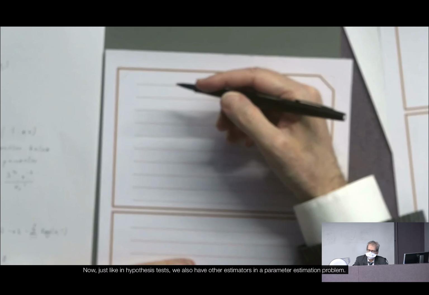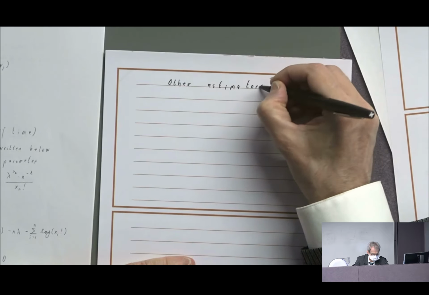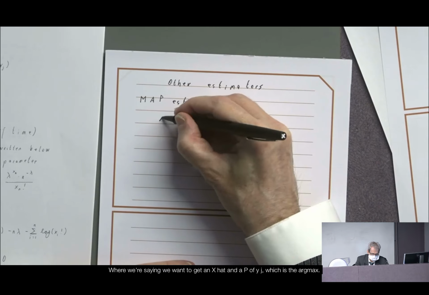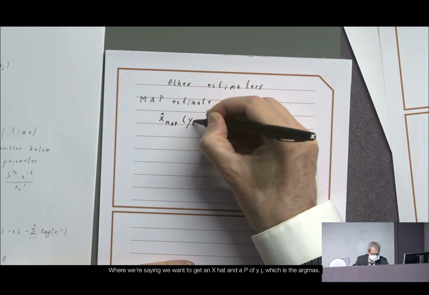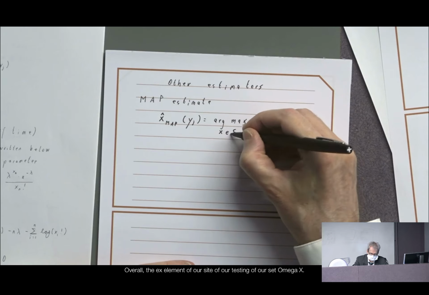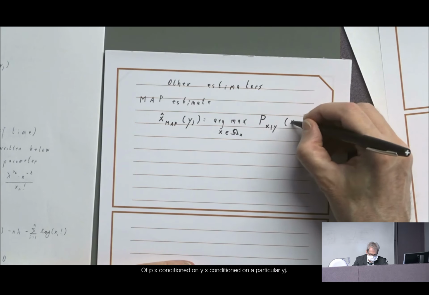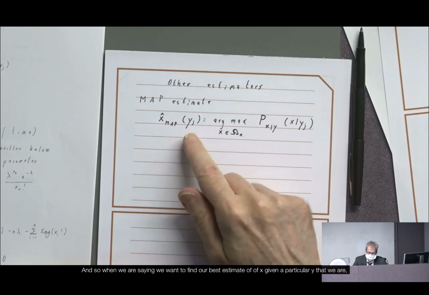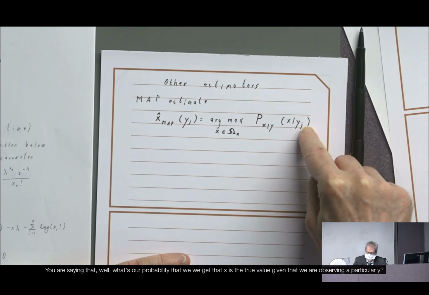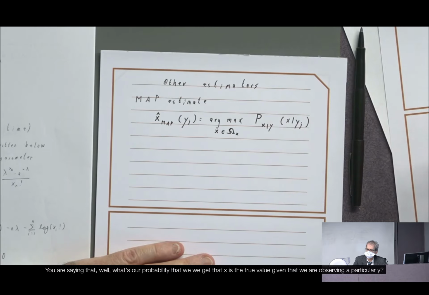Now, just like in hypothesis tests, we also have other estimators in a parameter estimation problem. We can consider, for example, a maximum a posteriori estimate, where we want to get an x hat MAP of yj, which is the argmax over all x elements of our set omega x of p x conditional on y, that is, x conditional on a particular yj. So we want to find our best estimate of x given a particular y, and this is our conditional probability. What's the probability that x is the true value given that we're observing a particular y?